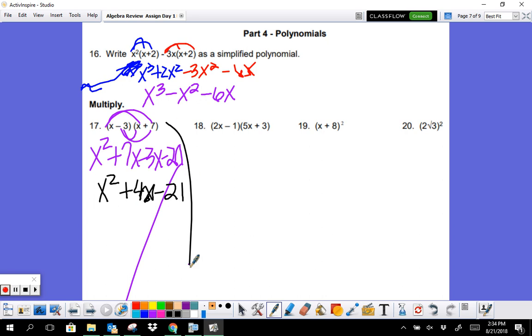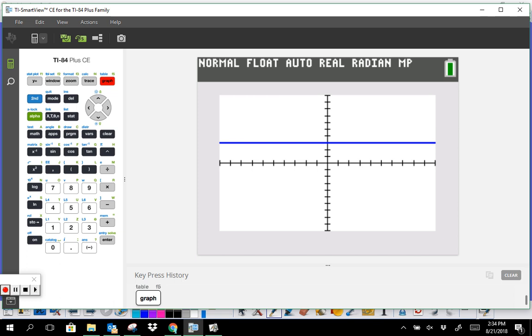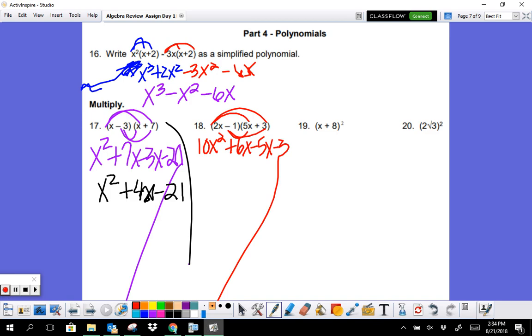Okay, number 18. 2x times 5x, that's 10x squared. 2x times 3 is 6x. The inside is minus 5x. And then negative 1 times 3. Make sure you actually multiply that. Is negative 3. Okay, now I'm going to combine like terms. So I have 10x squared. 6 minus 5 is just 1. So plus x and then minus 3.